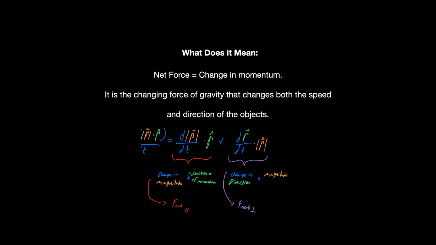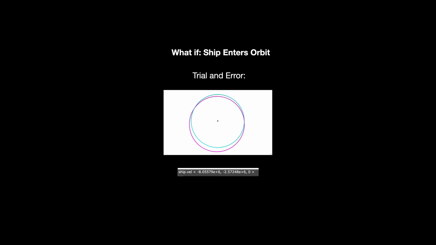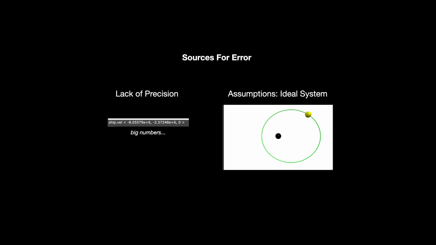Through more trial and error, we're able to determine a lesser velocity that allows the ship to go into orbit without escaping the system. Sources for error include lack of precision during our trials when it comes to finding our optimal velocities, as well as the fact that we are making all sorts of assumptions about our masses, as well as excluding other forces that would be in our surroundings that would affect this otherwise ideal system.